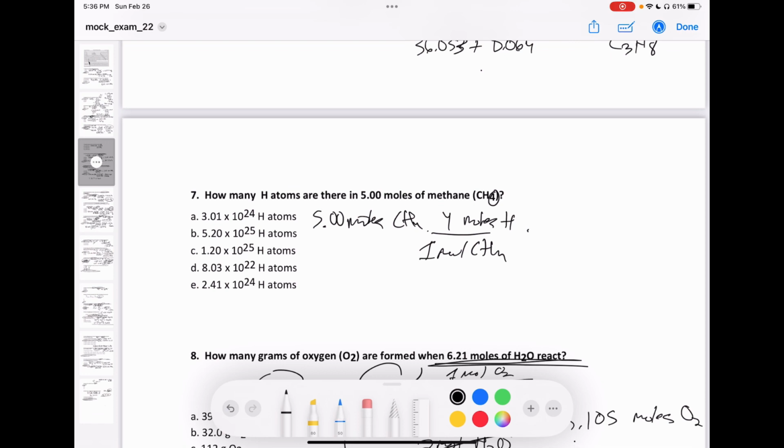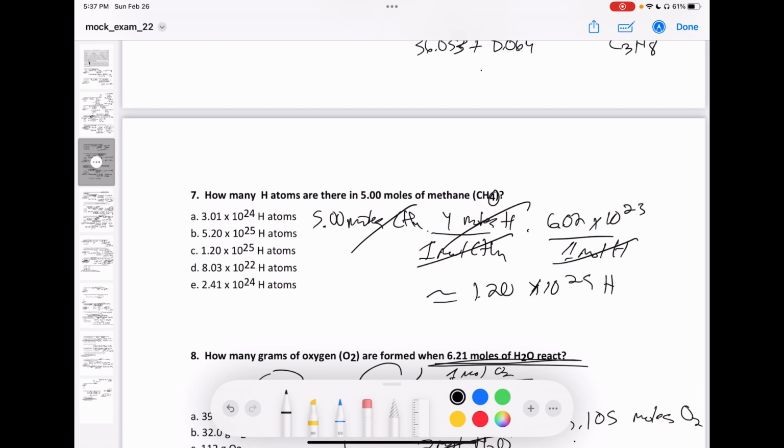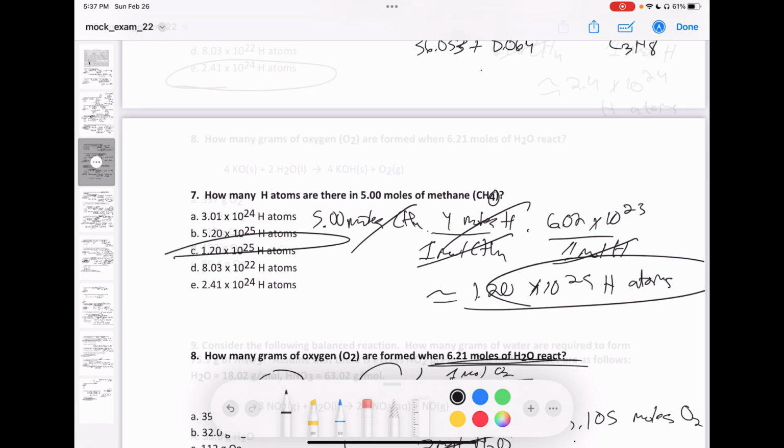And then to get from moles to atoms or things, you multiply by Avogadro's number, 6.022 times 10 to the 23rd, for every 1 mole of hydrogen. Everything cancels, and you're going to get 1.20 times 10 to the 25th H atoms. And that is answer C.